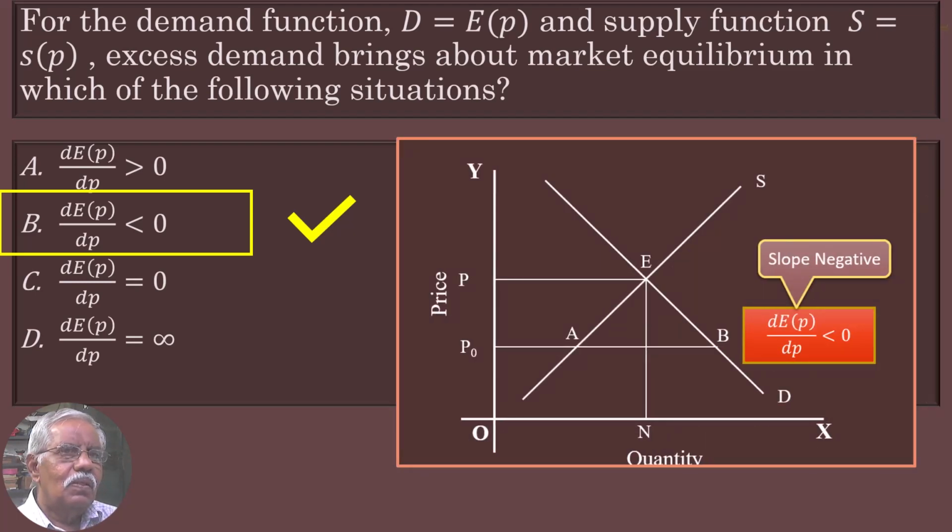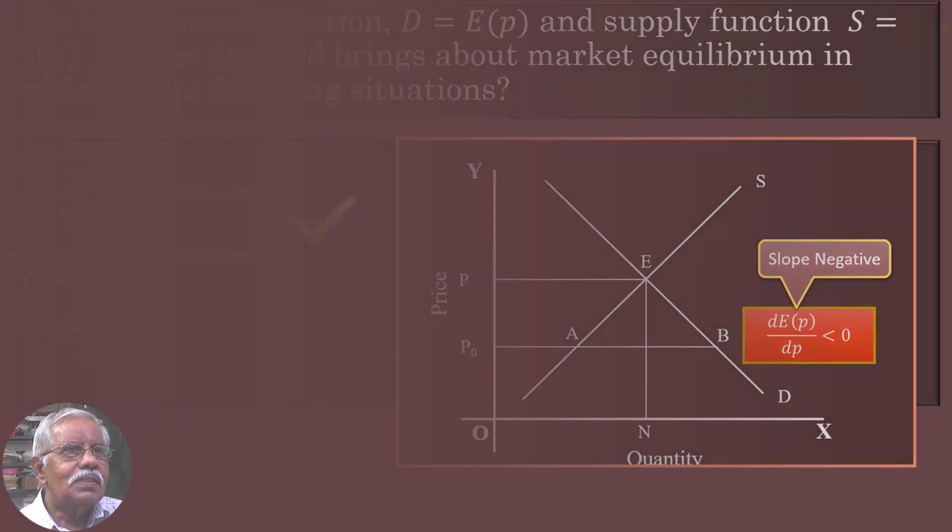Why? Look at this graph. AB shows excess demand condition. This dD(P)/dP less than 0 shows the negative slope of the demand curve. Unless the demand curve has a negative slope, there is no possibility for the market to reach equilibrium at E. The next question.